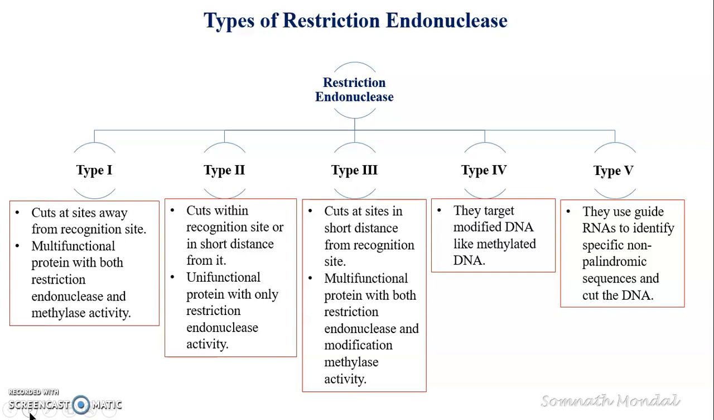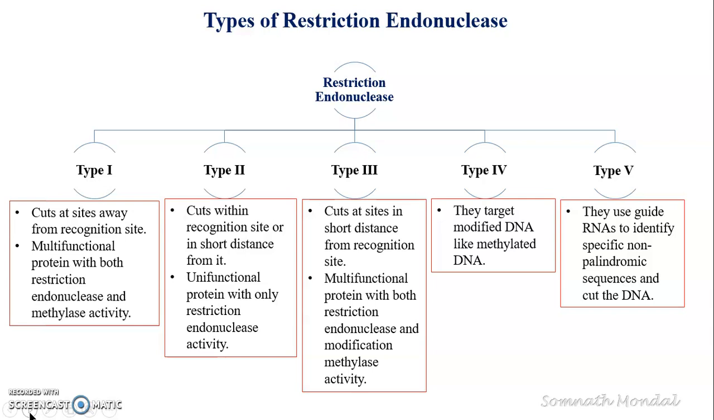Now, there are 5 different types of restriction endonuclease. Type 1 cuts at sites away from the recognition site. It is a multifunctional protein which has both endonuclease as well as DNA methylase activity. Type 2 endonuclease cuts within the recognition site or at a very short distance from the recognition site. That is why it is very efficient in recombinant DNA technology, and it is a unifunctional enzyme.